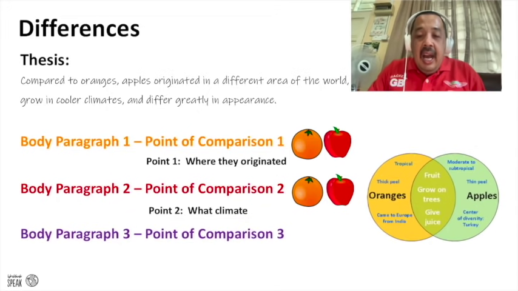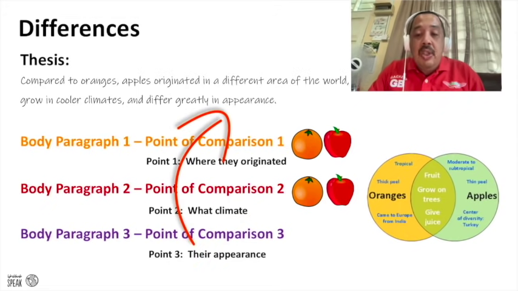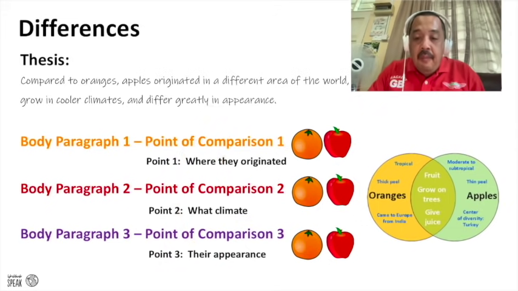And lastly, I am sure you know exactly the answer to this. It's going to be about their appearance, because it's the last thing that I mentioned in my thesis statement. And like the other body paragraphs, we talk about the orange first, then we talk about the apple in comparison to the orange. So you can see here there is a nice flow and order to your essay.